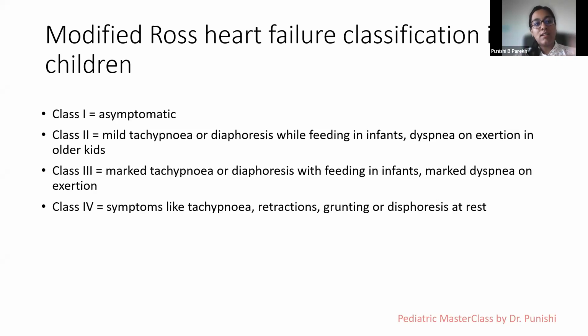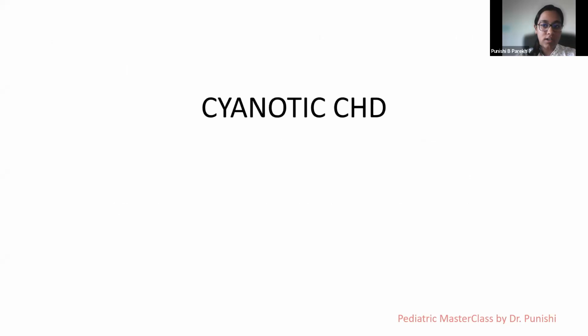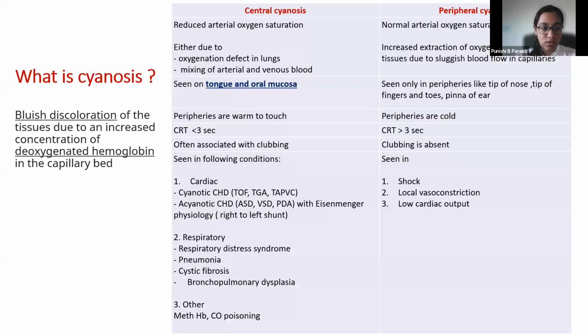Now, having looked at the common presentation and common terminologies that we use in an acyanotic CHD, now let's see what happens in a cyanotic heart disease. So what is the meaning of cyanosis? Cyanosis basically refers to bluish discoloration of tissues, and that happens when you have an increased concentration of deoxygenated hemoglobin in your capillaries. So this is the reason behind cyanosis.